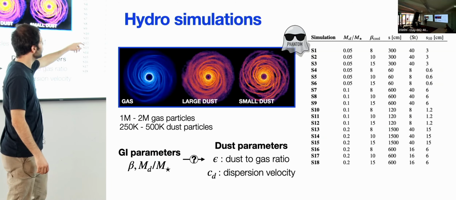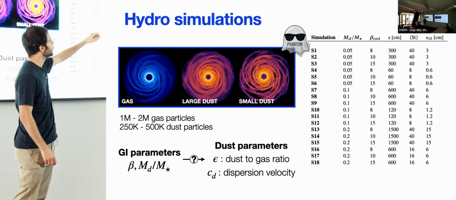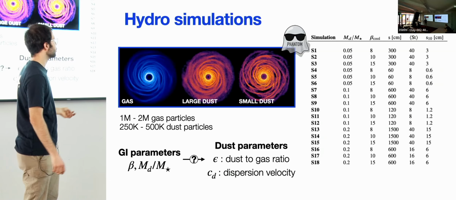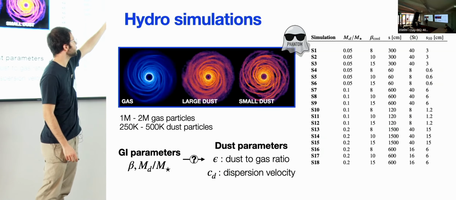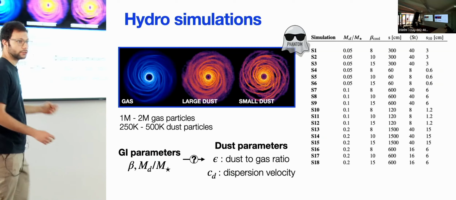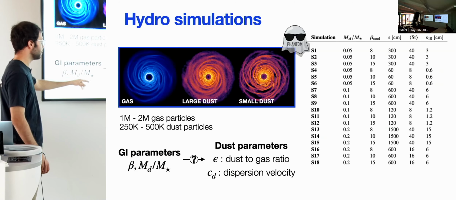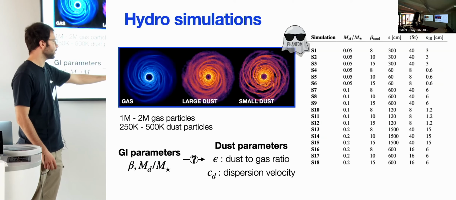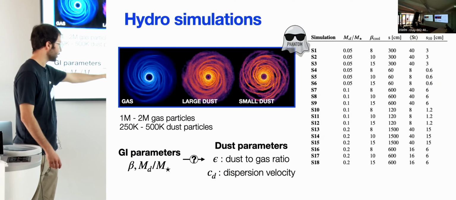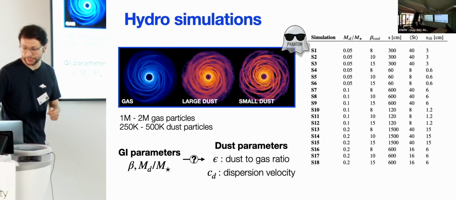3 different beta cooling values, 8, 10, and 15, and 2 different dust sizes that correspond to an average Stokes number of 40 and of 8. And so the question is how the GI parameters, the cooling and the disk to star mass ratio, are related to the dust parameters, the dust to gas ratio and the dispersion velocity of the dust.